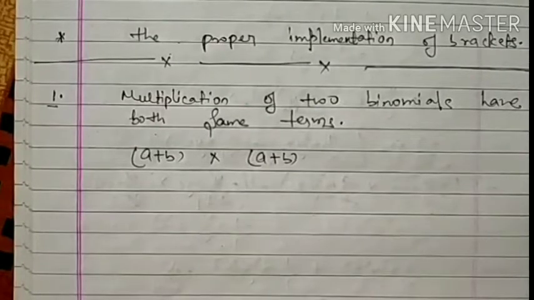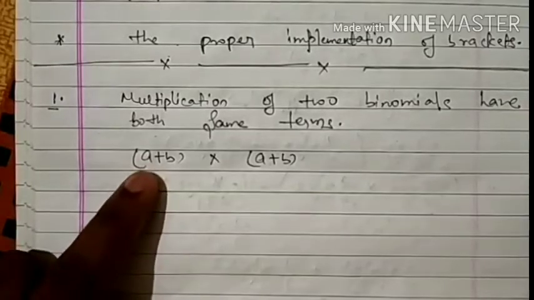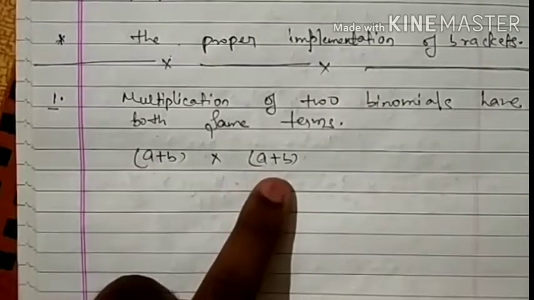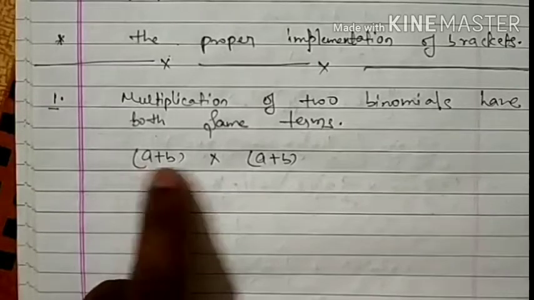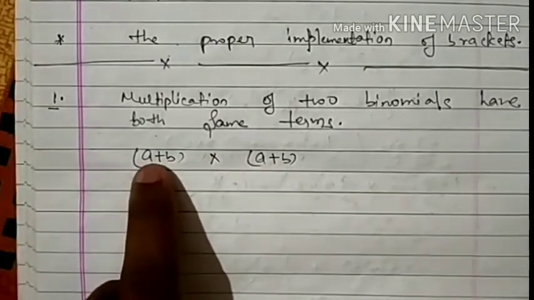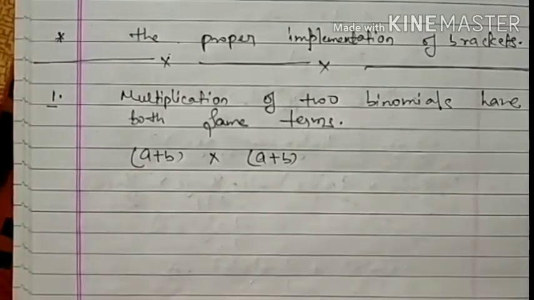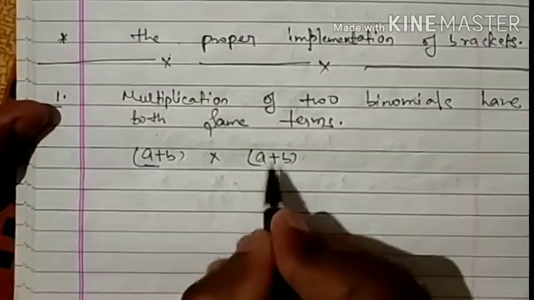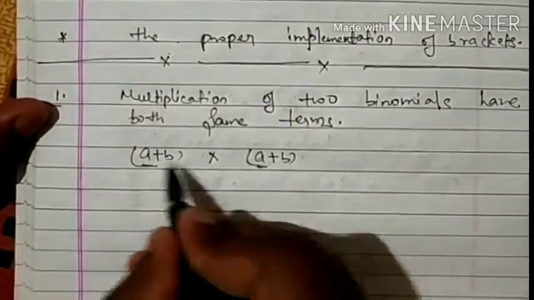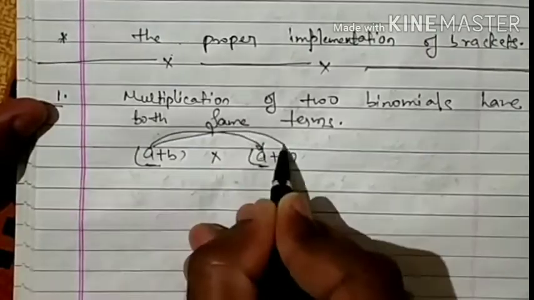So how do we solve? As in the case of monomials, we studied that we had only one term and which was being multiplied with two terms. So what we did, we multiplied the first term with the first term of the binomial, and with the proper sign we multiplied again the first term with the second term. The same in binomials. We will multiply a with a, then a with b.